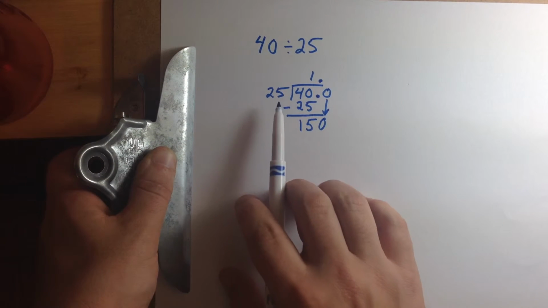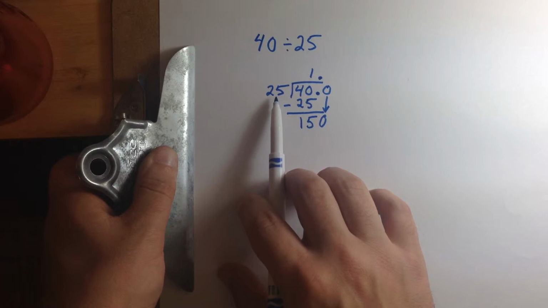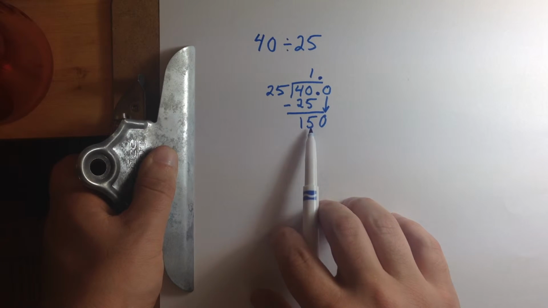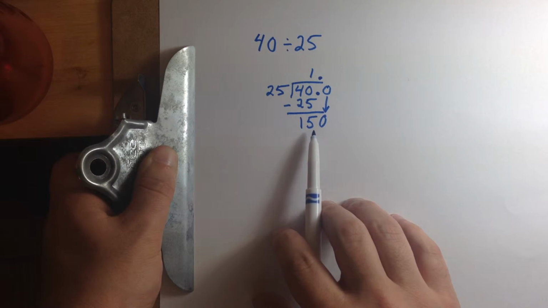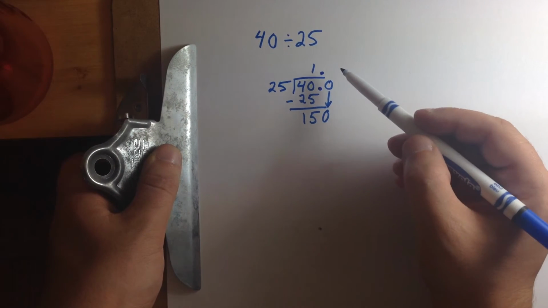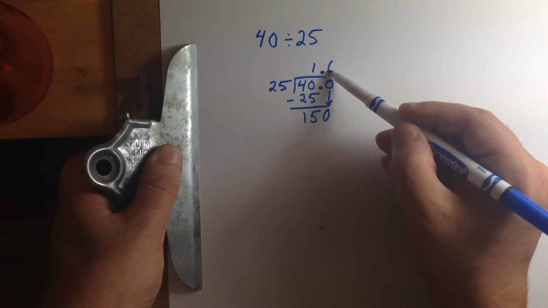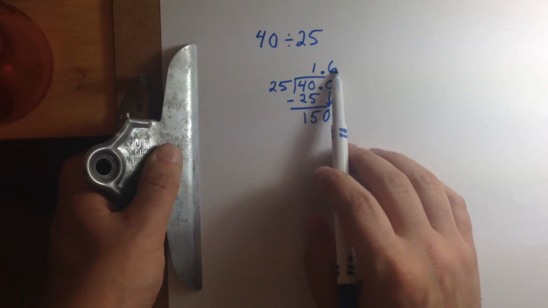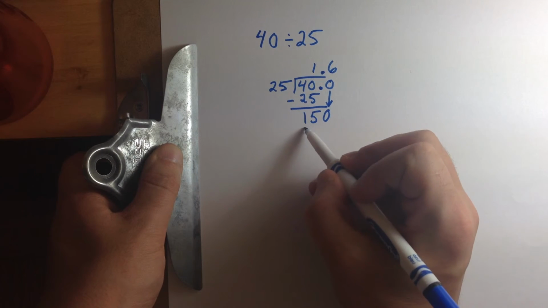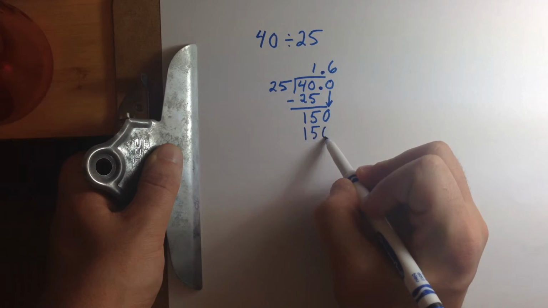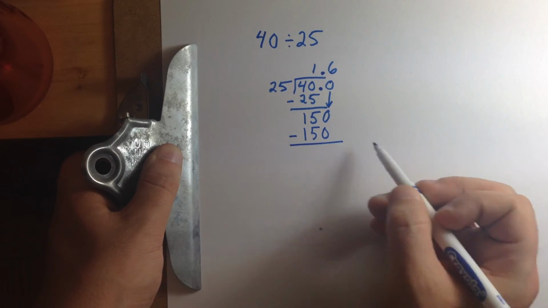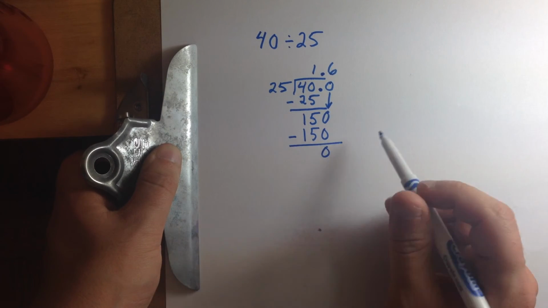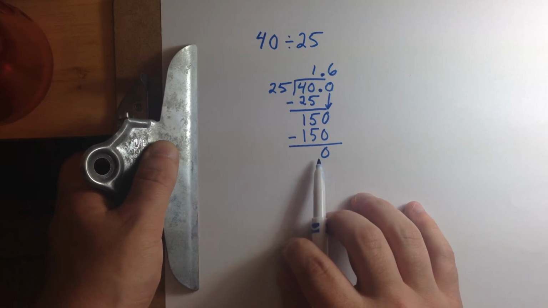And now we can look at this and say, okay, how many times does 25 go into 150? We think about it a little bit, and then we realize that it can go in 6 times. So 6 times 25 is 150. Subtract these, we get 0. So now we've gotten down to 0, which is what we want.